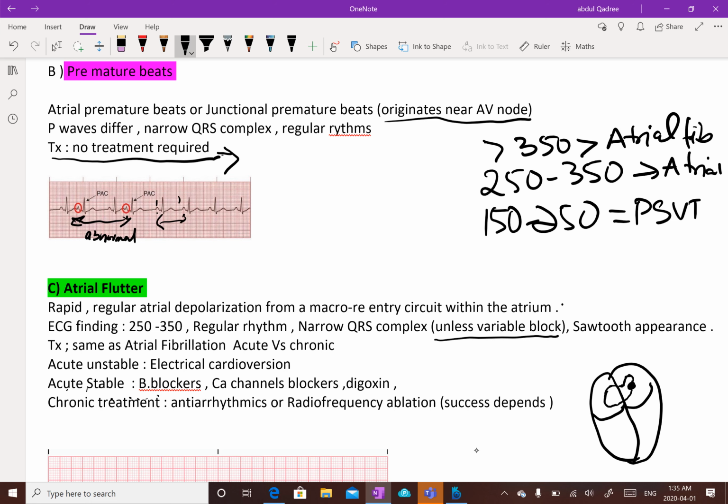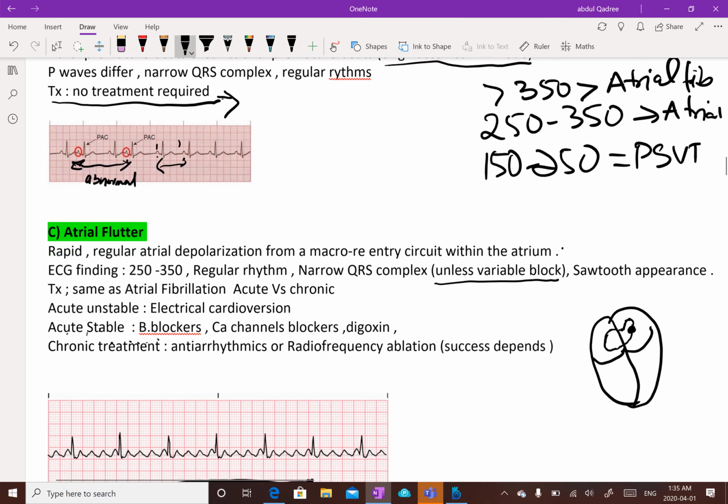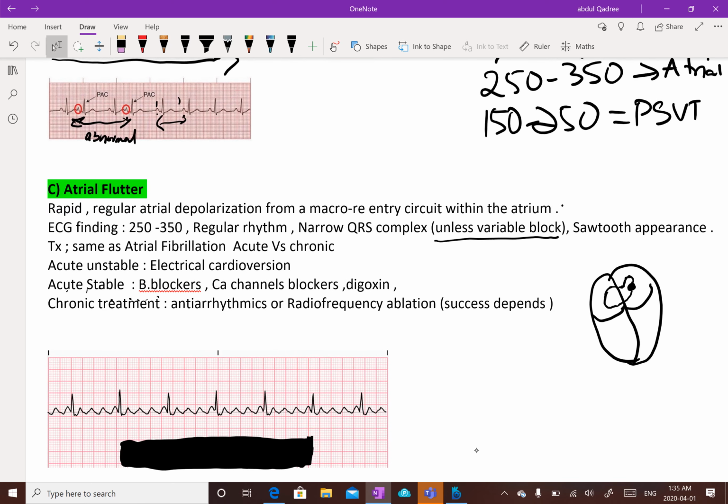On ECG, these are the findings: 250 to 350 beats, regular rhythm. Let me just go up a little and show you guys how. Okay, so look at the rhythm, R to R, right? It's regular. How is the QRS? It's narrow, and we don't see a wider QRS greater than 120 milliseconds. So narrow is less than 120 milliseconds. And look at the sawtooth appearance. All these sawtooth waves are the typical ECG appearance for atrial flutter.